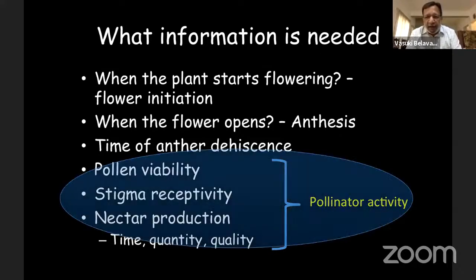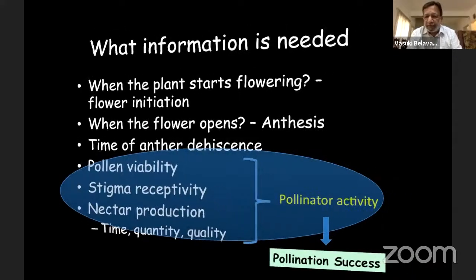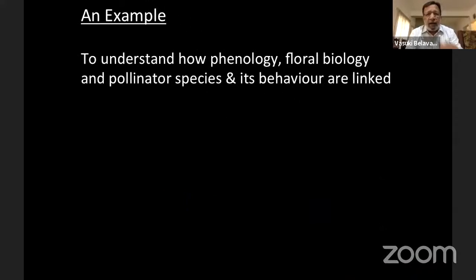So pollinator activity should coincide with the pollen viability, stigma receptivity, and also, of course, the nectar should be available. Otherwise, the pollinator will not be visiting the plants. So this leads to the pollination success. So I'll take an example to explain how phenology is important with reference to the pollination success.